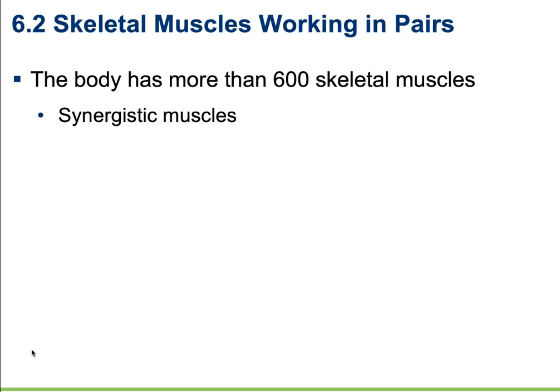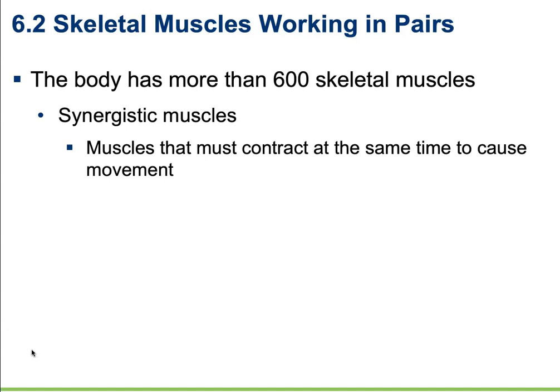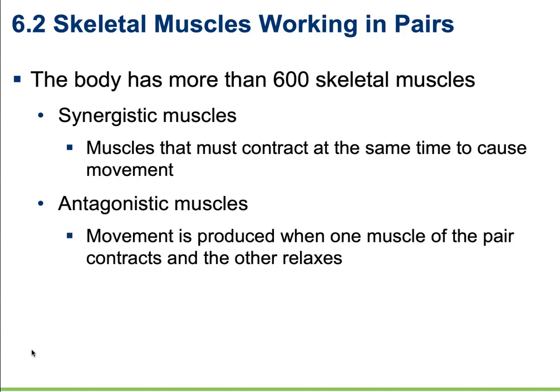And so there are going to be a couple of pairs we're going to talk about. Synergistic muscles are muscles that must contract at the same time to cause movement. Antagonistic muscles, on the other hand, are going to be movement that is produced when one muscle of the pair contracts and the other relaxes. So a great example of this would be your bicep muscle and your tricep muscle of the upper arm. When your bicep is contracted, your tricep is relaxed.